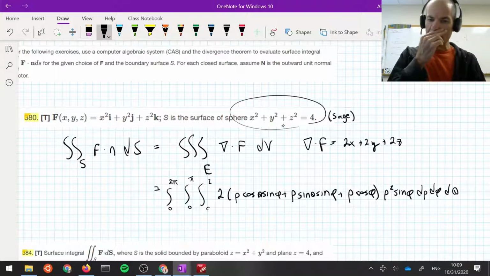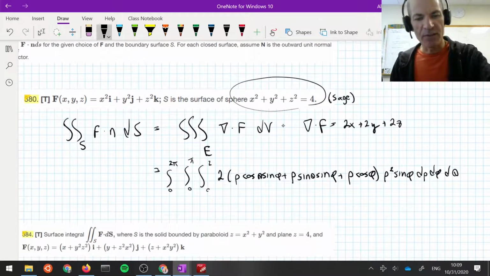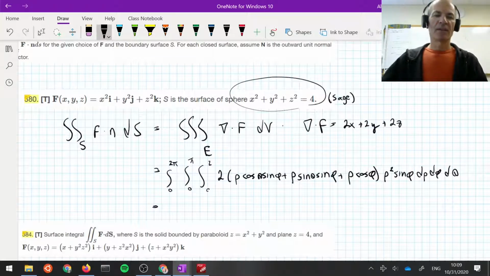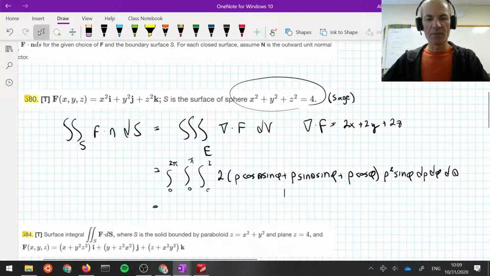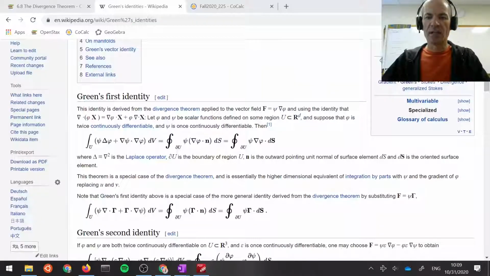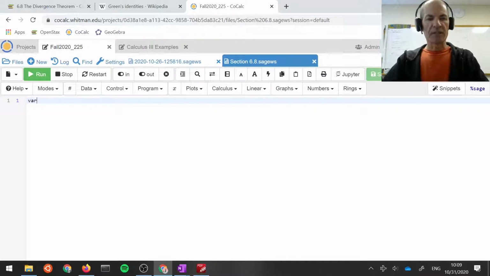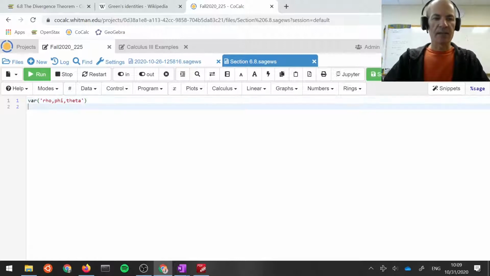All right, we can do this integral over in Sage. We were, after all, asked to use a computer to do this, so let's review how to do a triple integral in Sage. Don't forget to declare the variables. Here we're using rho, phi, and theta. And let's do the triple integral.